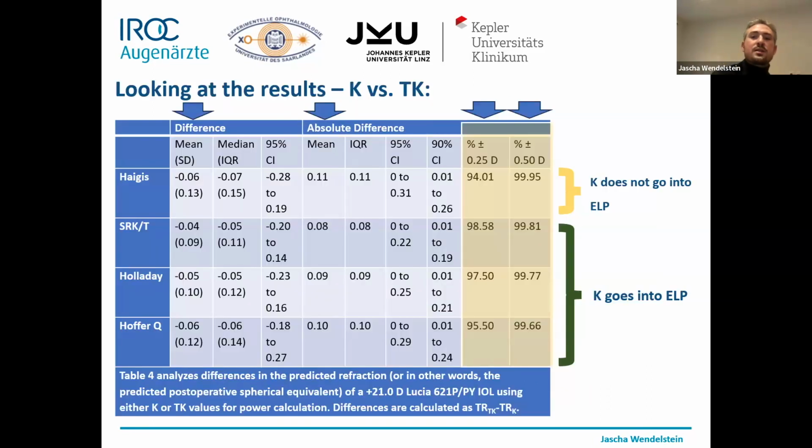And if we look at the results, they are even nearer. So more than 94, 95, 97, and 98 percent, depending on the formula, of the cases were within a quarter of a diopter, and more than 99% of the cases, again, were within half a diopter. So there were only very, very few cases that actually led to the choice of a different IOL, and K versus TK values do not lead to large changes in IOL choice.